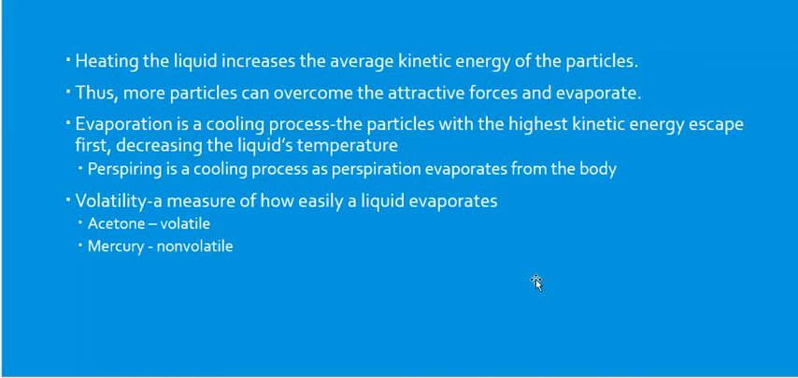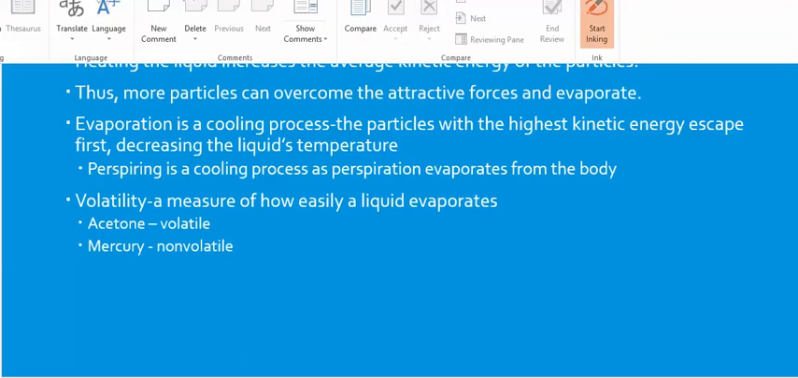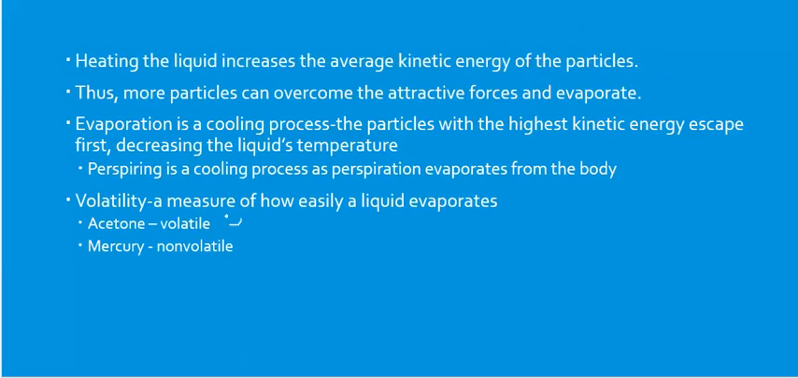Volatility is a measure of how easily a liquid evaporates. Acetone is volatile. It will evaporate easily and quickly. Mercury is non-volatile. It will not evaporate at all. So if I have a container of mercury sitting out, it will not evaporate. Water would be somewhere in the middle. Water would be moderately volatile.